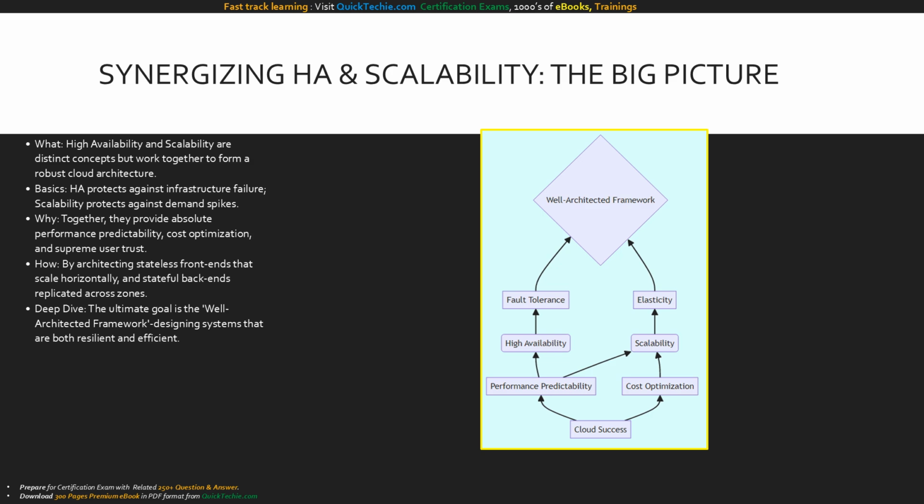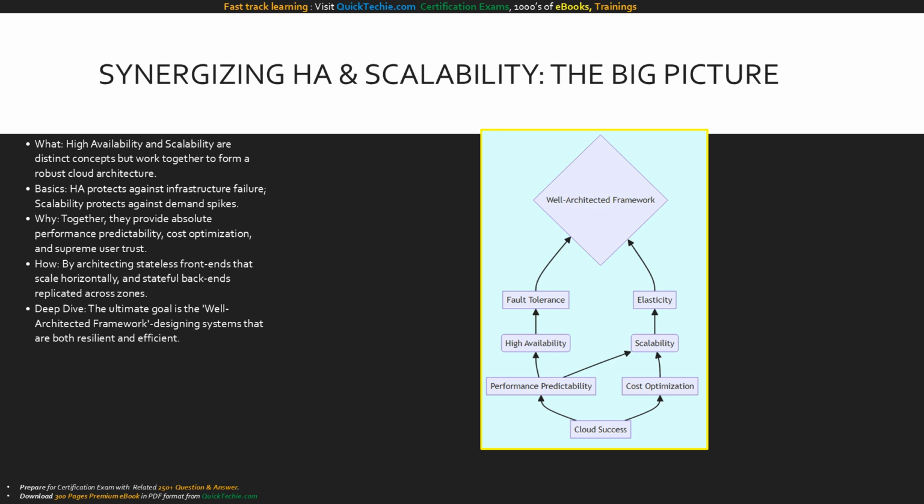Let us conclude with this final synthesis diagram, reading it from the bottom up to see how these foundational elements build toward ultimate success. At the base, we have the core capabilities we have mastered today: fault tolerance and elasticity. Fault tolerance is the driving force behind high availability, ensuring your systems survive hardware disasters. Elasticity is the driving force behind scalability, allowing your infrastructure to stretch and shrink on demand.